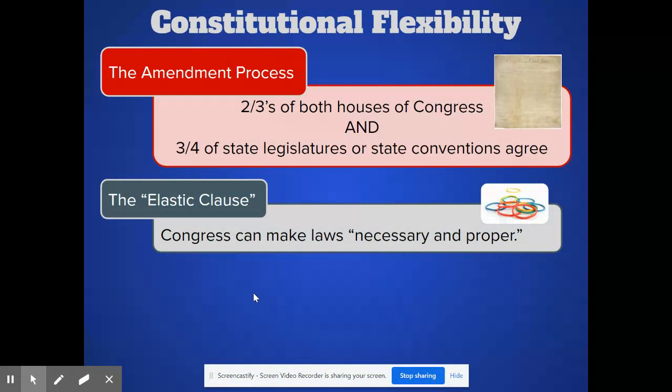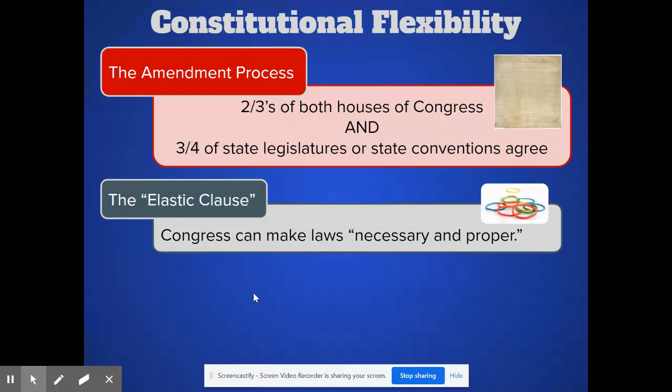Next is the elastic clause. This is something that we read about during your constitutional scavenger hunt. The official name for this is the necessary and proper clause. But it gets the nickname the elastic clause because it does what elastic does. It allows the Constitution to grow, to be flexible, and to stretch as the need arises.